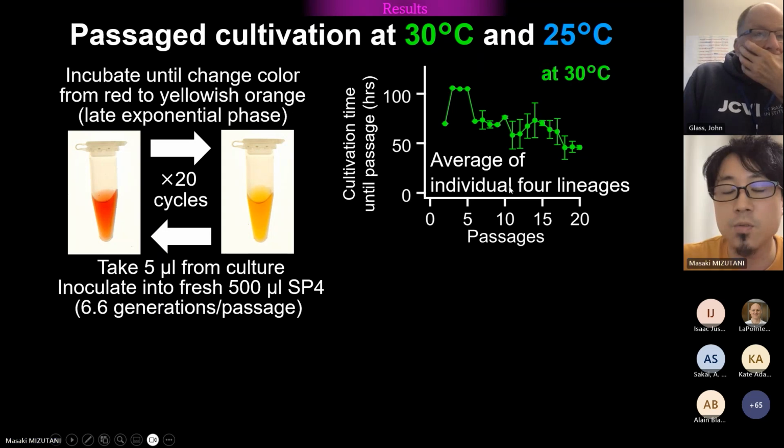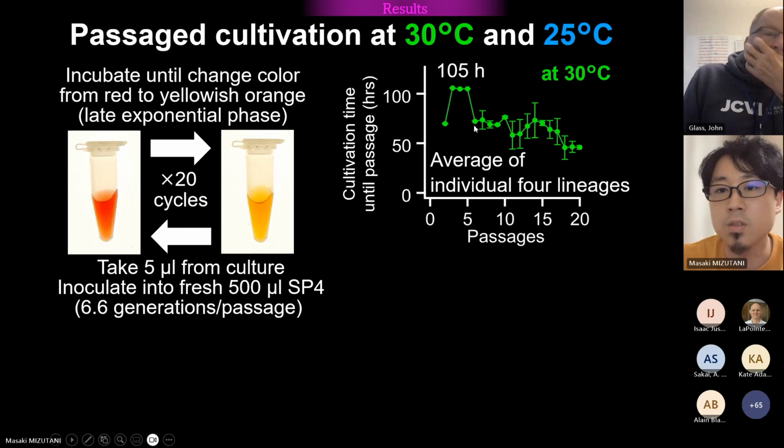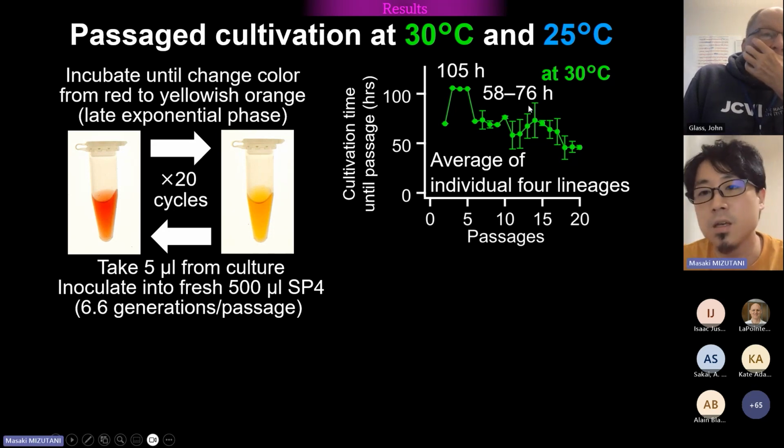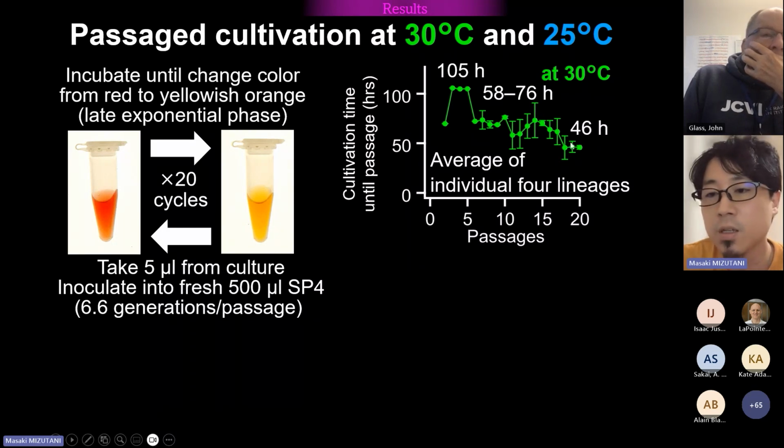This is the graph. We did four lineages individually, meaning four individual tubes, and I show the average here. This axis is the cultivation time until passage, a kind of growth speed. Until the first passages, the cells could grow for around 100 hours. And when we passaged, the growth speed became faster. Finally, the 20-passage strain has around twice faster growth speed than the original cell.